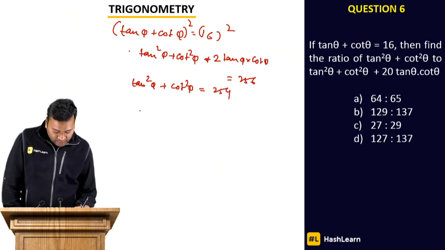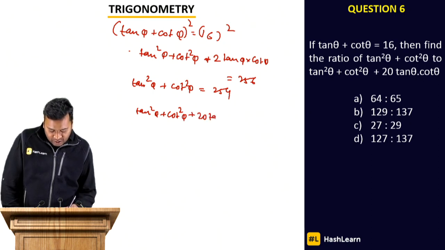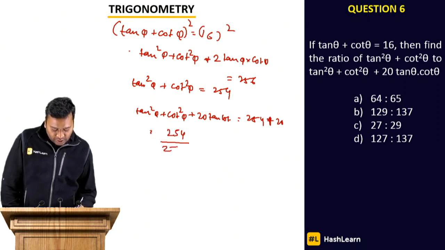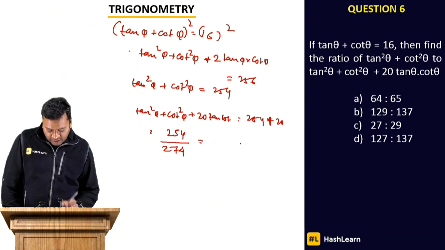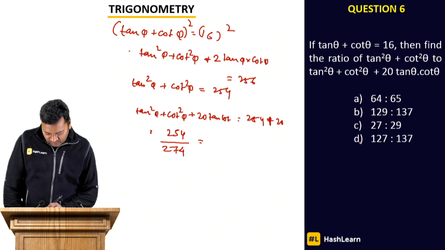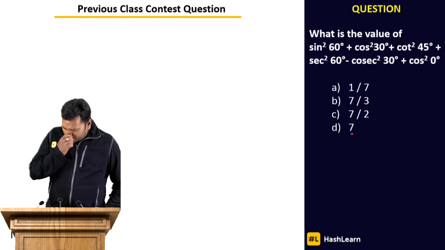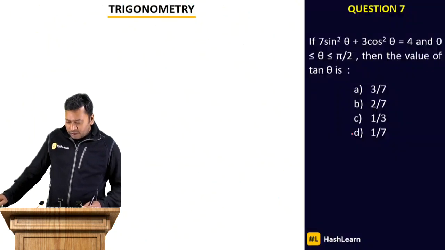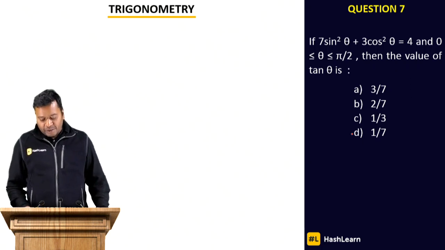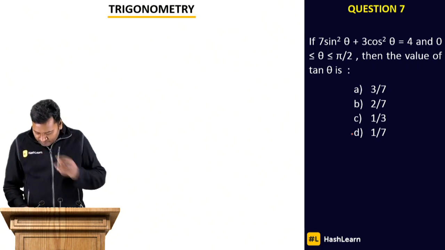Now what is there later? tan square theta plus cot square theta plus 20 times tan into cot, right? So this becomes 254 plus 20. The value is equal to 274, right? That is nothing but option D, right? Option D will be the value here. This was a previous contest question, since it's not live, we'll skip it for now.